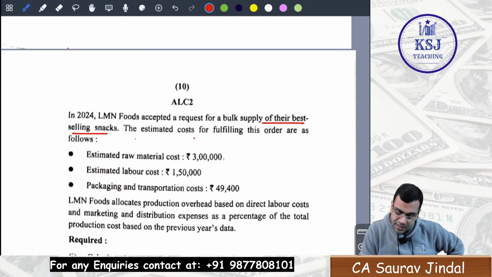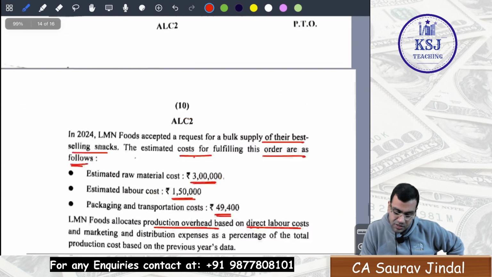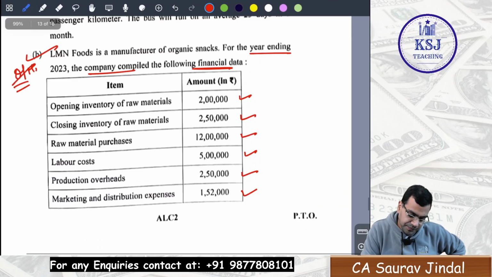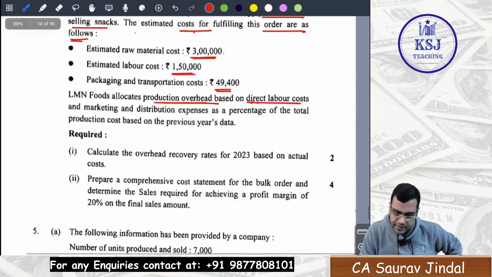The estimated cost for fulfilling this order is as follows. Estimated raw material cost is 3 lakh, labor cost 1,50,000, packaging and transportation cost is this. Element Foods allocates the production overhead based on the direct labor cost. So this is on job costing, not overheads. This is a particular job that they are taking, right?